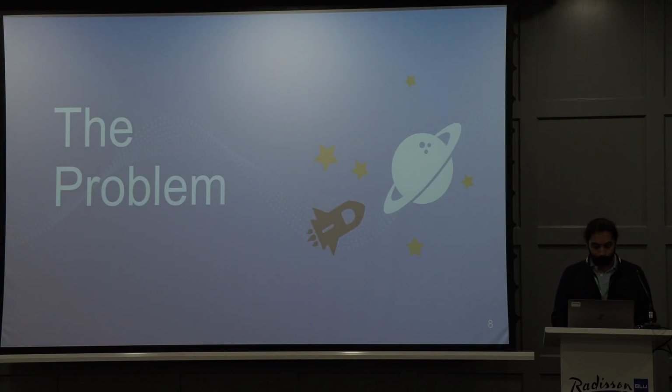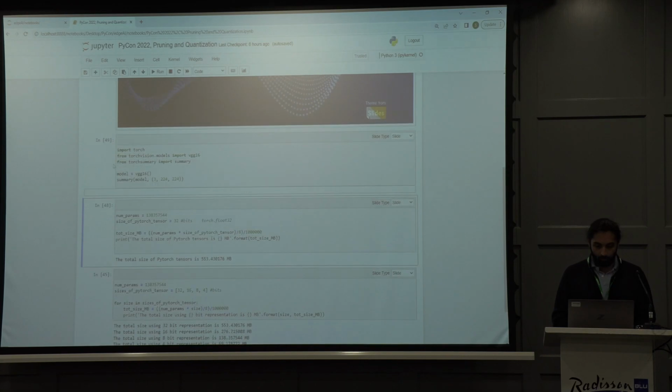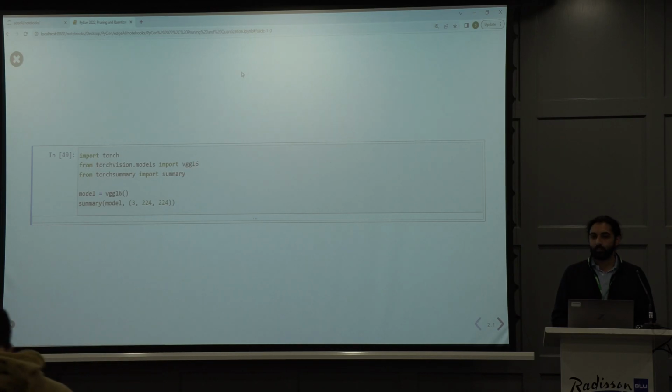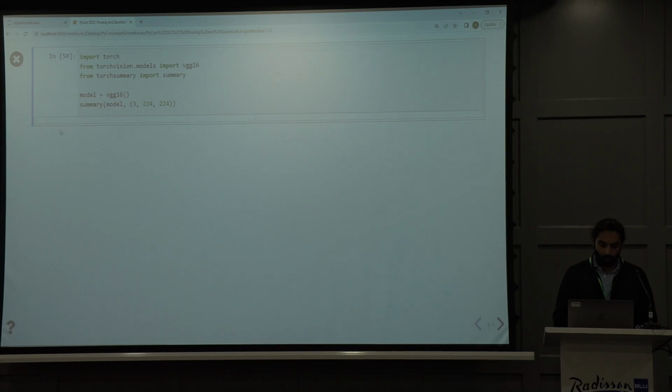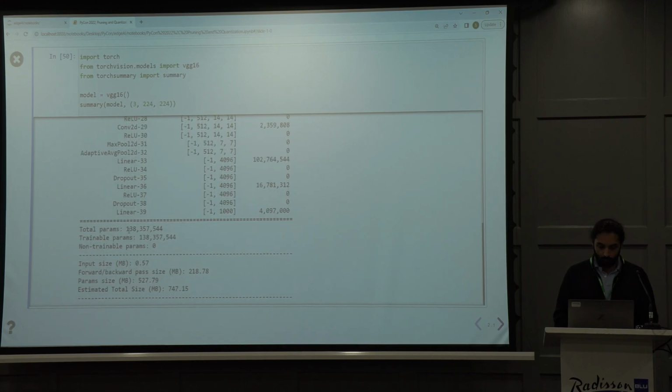So, what is the problem? The problem is, let's take VGGNet. All right, VGG16 is a popular neural network, came a few years back, not that big. So let's just load it from PyTorch and see what it is. Of course, VGG16 has 16 layers. Every layer has a good few parameters. And the total parameters in it are around 138 million parameters, right?